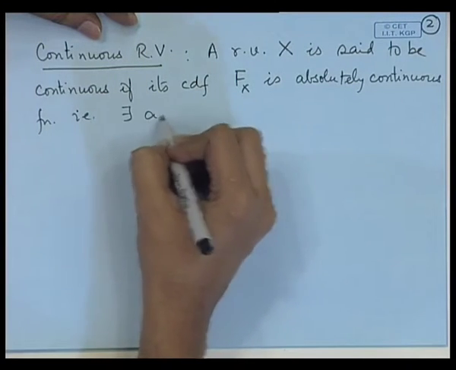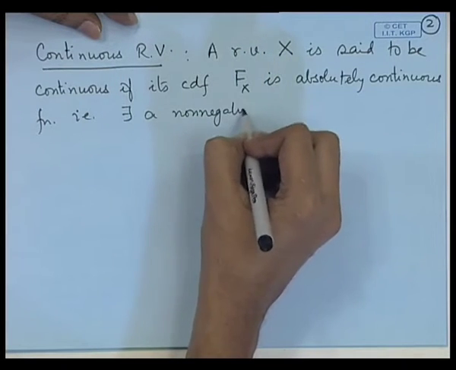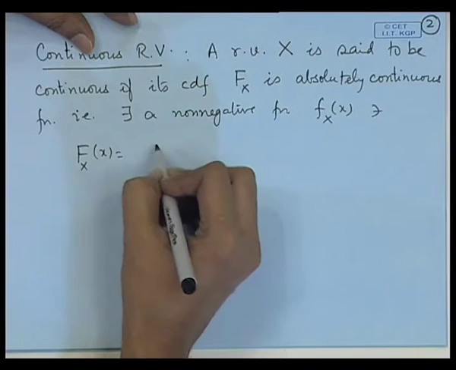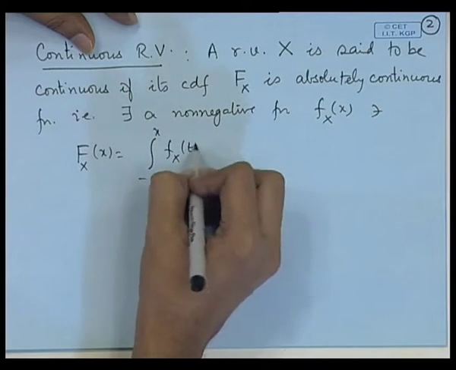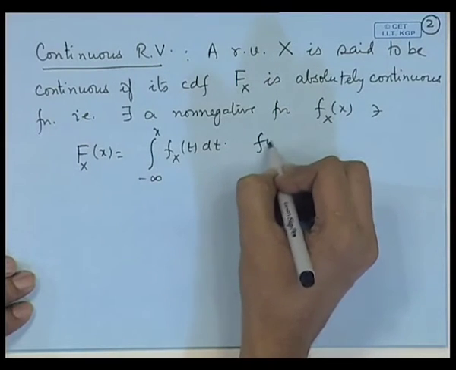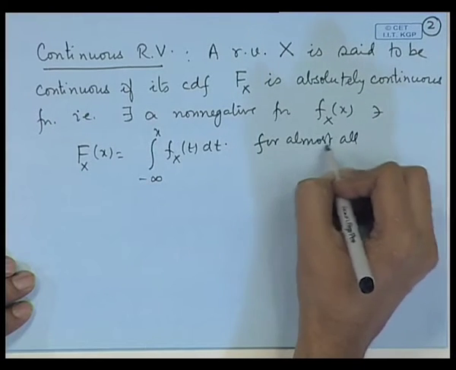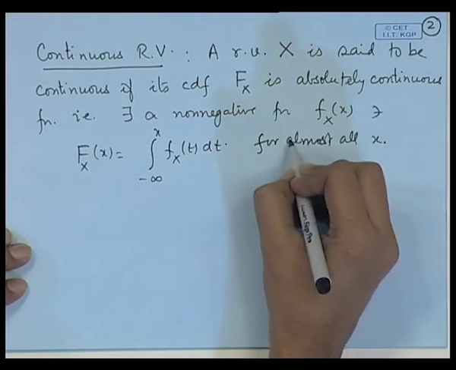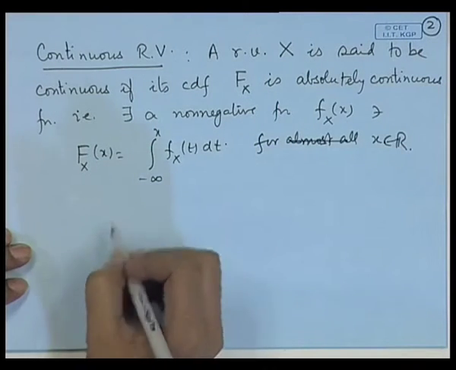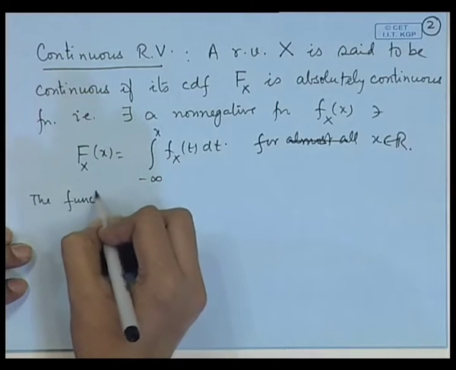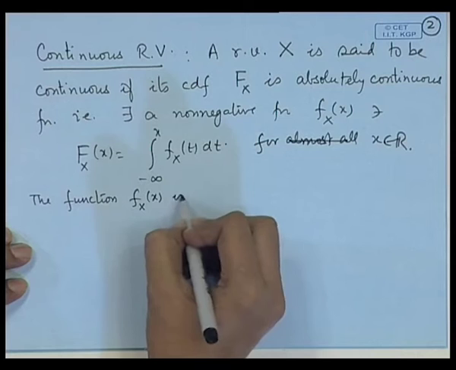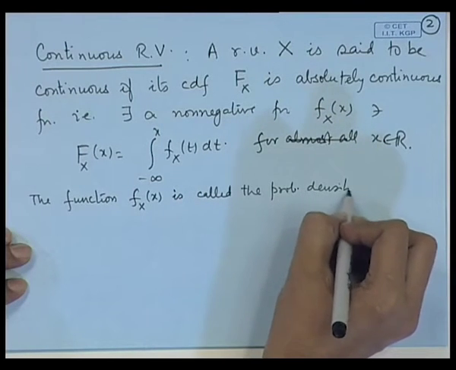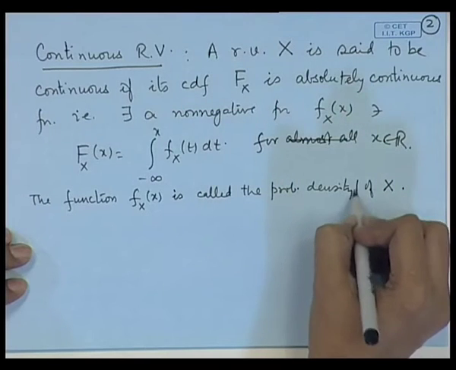That is, there exists a non-negative function small f(x) such that capital F(x) is equal to the integral from minus infinity to x of f(t) dt for almost all x. Basically, it should be for all x belonging to R. The function f(x) is called the probability density function of X, or PDF.